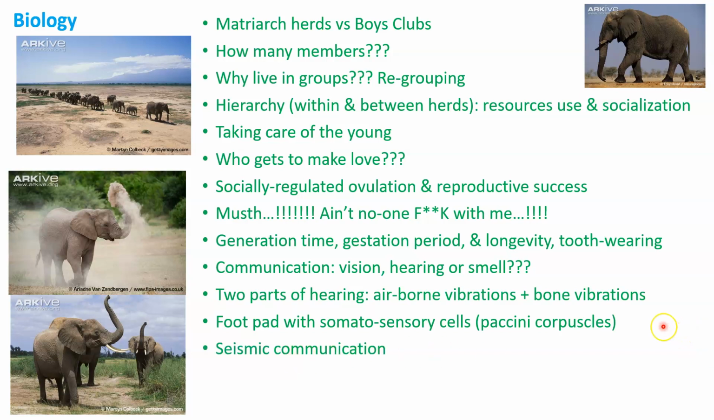And this kind of communication, where they detect vibrations coming off the ground, is called seismic communication. There's a lot of interesting literature out there if you want to read about that. So this is actually quite interesting, right? There's a lot of interesting studies going on trying to understand how elephants detect and interpret seismic signals for many different reasons, right?